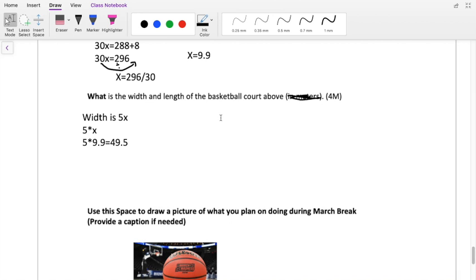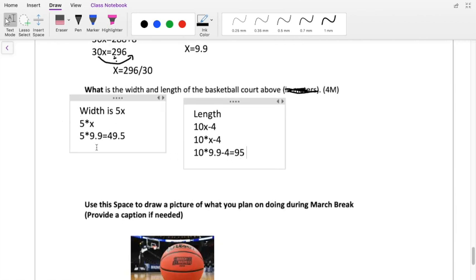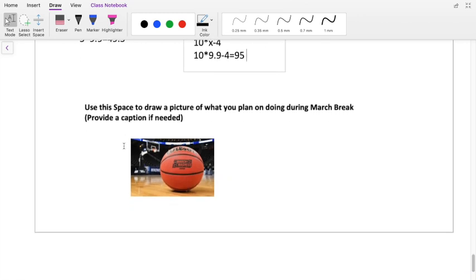So then my other side is my length, which equals 10x minus 4. Which is equal to 10 times x minus 4. So if I replace the x with the value we found, 10 times 9.9 minus 4 equals, boom, 95 feet. So we know our court has a length of 95 feet and a width of 49.5 feet. Then we take a look here.